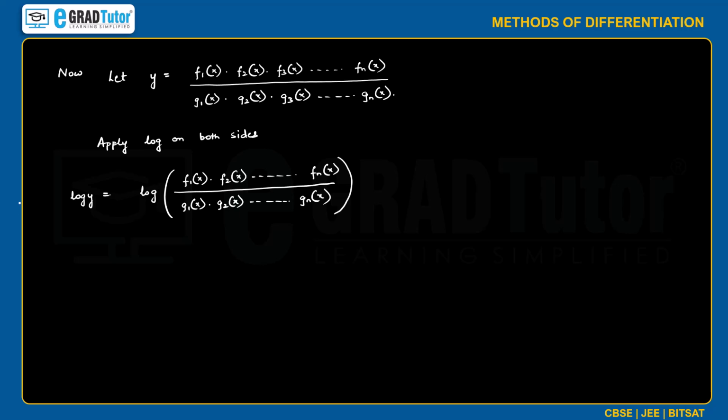Okay, so here we differentiate on both sides. Before differentiating, what is it that we know? Log a by b is log a minus log b. Also, log a into b is log a plus log b. So let's use these two identities in the problem. What do we get here?